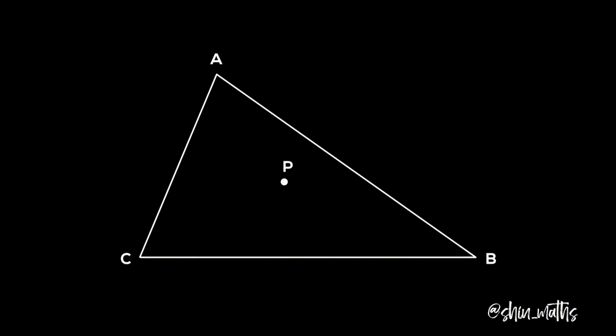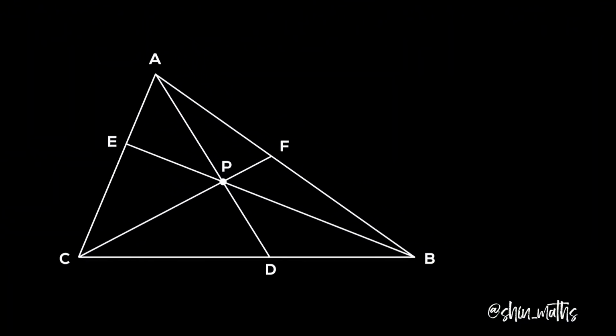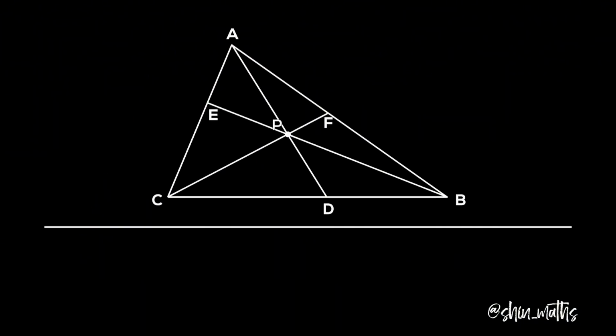Let P be an arbitrary point in the triangle ABC. Extend AP to the opposite side BC where they intersect at point D. Similarly, let PB intersect AC at E and CP intersect AB at F. The theorem states that the product of AF over FB times BD over DC and CE over AE is exactly equal to 1. To prove this, we can use the similarity of triangles.